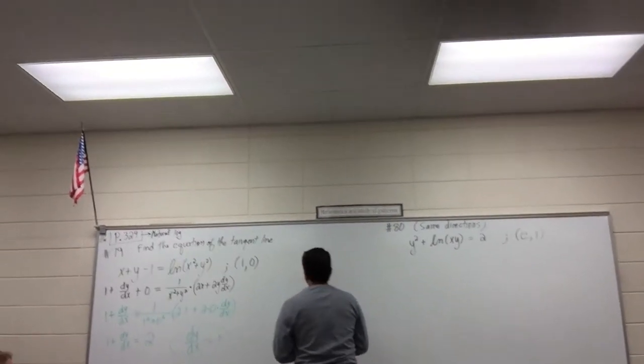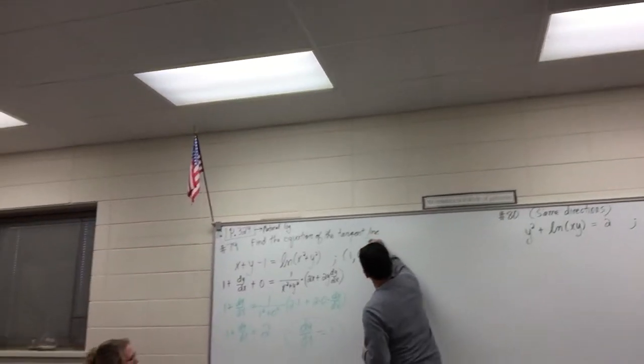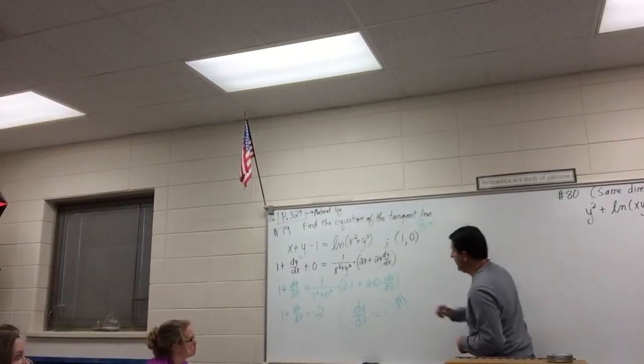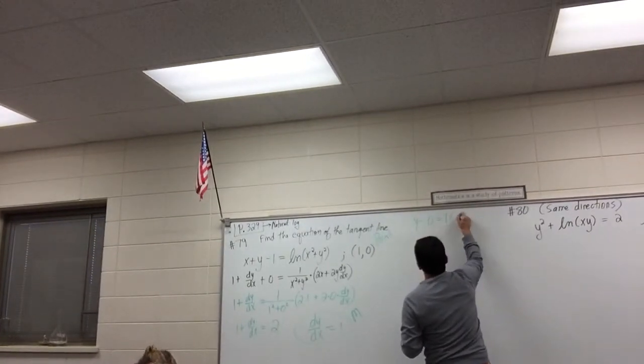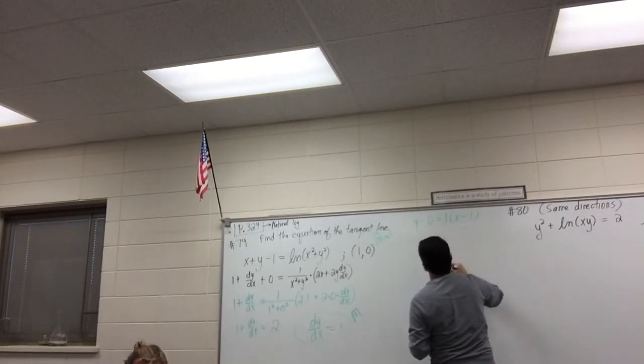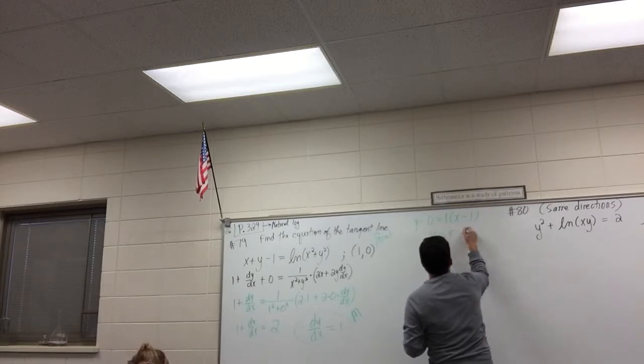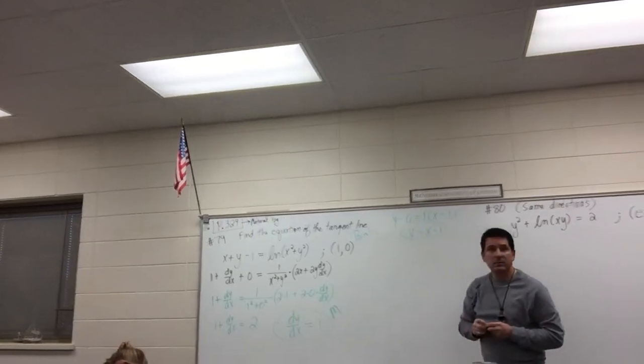Okay, well, now we have a point. We have our slope. So here we go. y minus 0 is equal to 1 times x minus 1. y is equal to x minus 1.